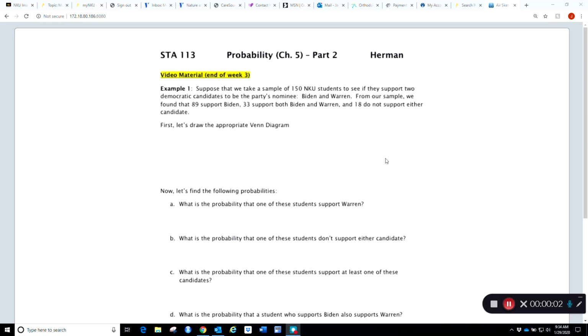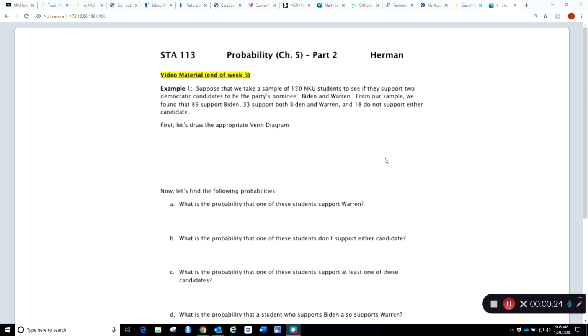So now that we've practiced drawing some Venn diagrams and making sure we understand set notation by using those set cards, we're going to do some examples to truly understand how to calculate some of these probabilities and to practice drawing the Venn diagrams.